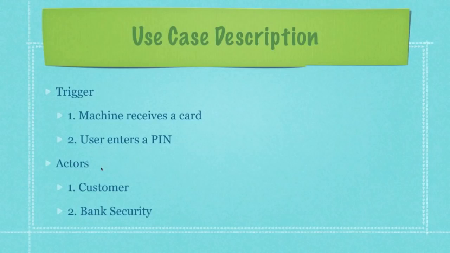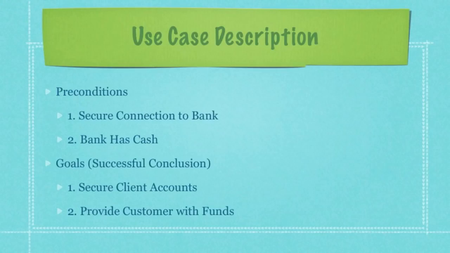Then you have what are called actors. These are the people outside of your system boundary lines, and as you saw previously, those actors in this system are both the customer as well as bank security. Then you're going to list preconditions. These are conditions that absolutely must be true for your system to be able to start operating. They're going to need a secure connection to the bank, and that bank or ATM machine needs to have cash. Those are two conditions that must be true, otherwise your system really shouldn't even start.